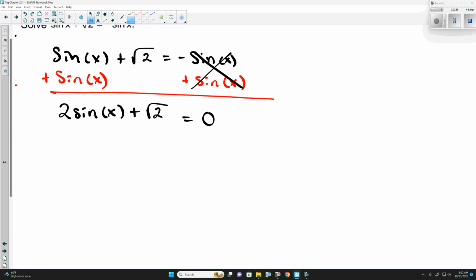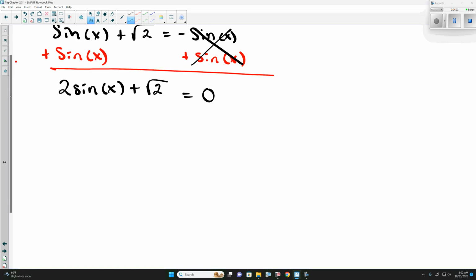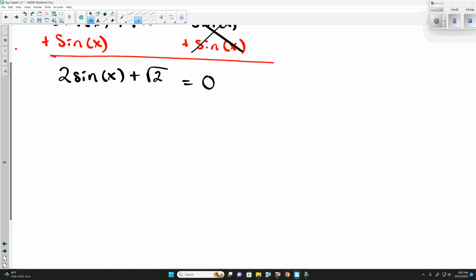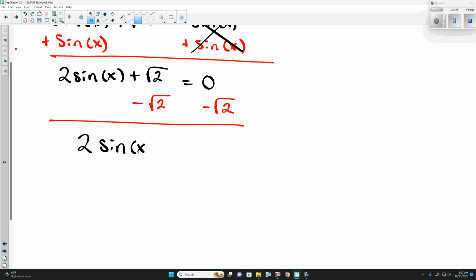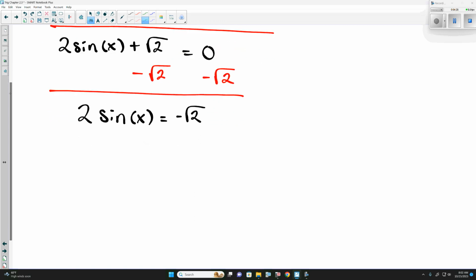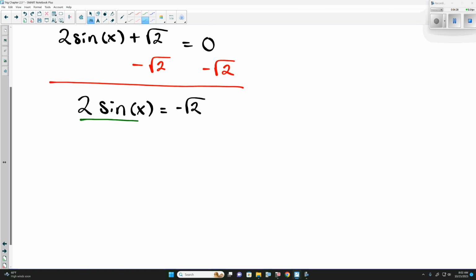Now, since we don't have squared, we're not talking about sine squared, we can just solve for sine. We're going to get it by itself. The first thing we can do is subtract the square root of 2 from both sides. And that will tell us that 2 sine of x is equal to negative square root of 2. Now, sine is not completely by itself. The next thing we have to do is divide both sides by 2.